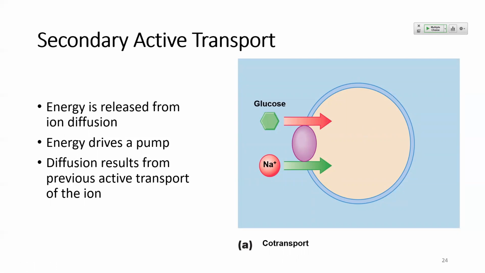We typically call this type of secondary active transport co-transport because we have two molecules moving in the same direction. One is moving down its gradient, one is moving against its gradient, and they're basically using the energy that the other one is donating.